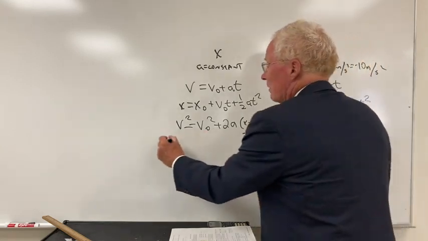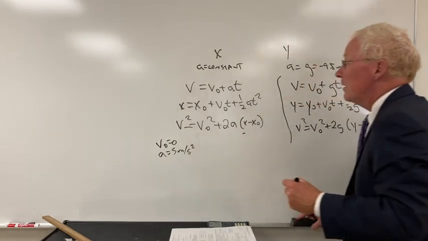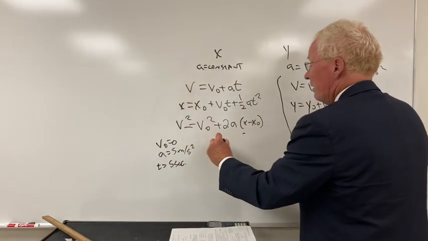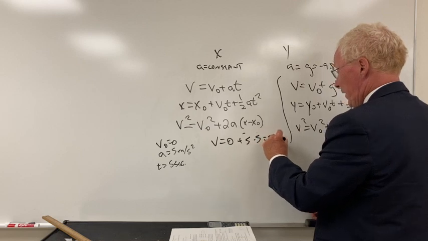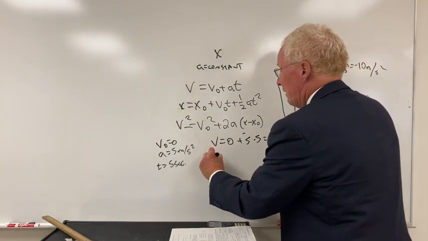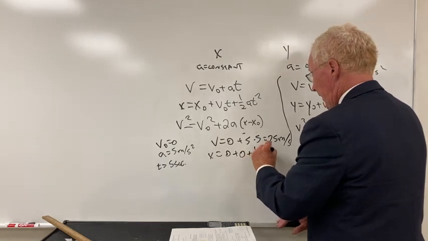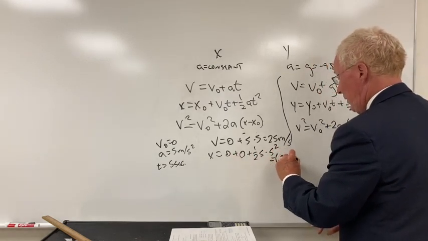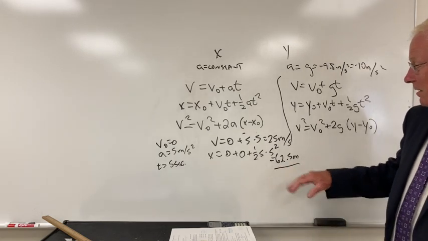So I'll move these over to here. v0 is 0, a is 5 meters per second squared, and we're going to find v and x after t is 5 seconds. First case, v would be v0, which is 0, plus 5 times 5, which would be 25 meters per second. For x, we'll take x0 to be 0, so that would be 0 plus 0 plus 1/2 times 5 times 5 squared. That would be 62.5 meters.